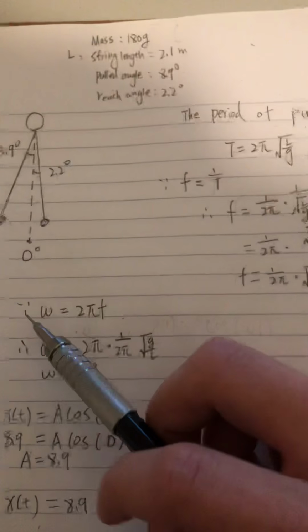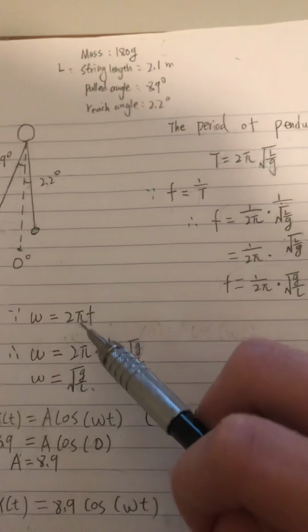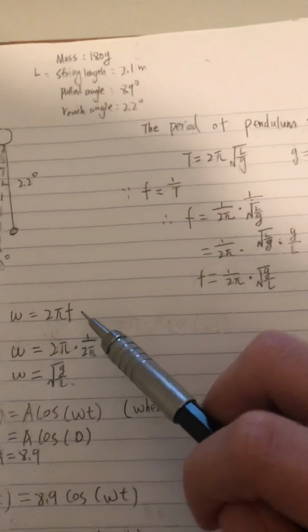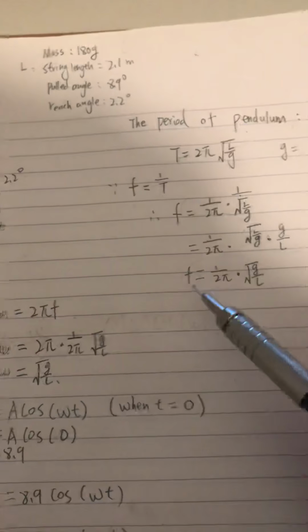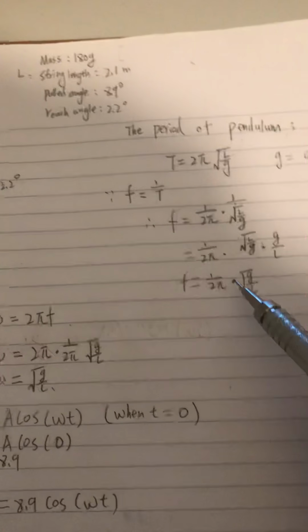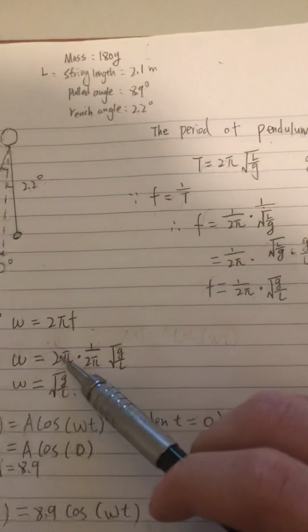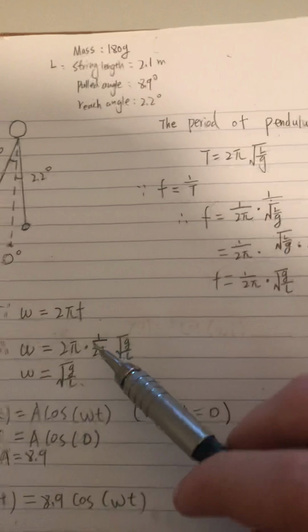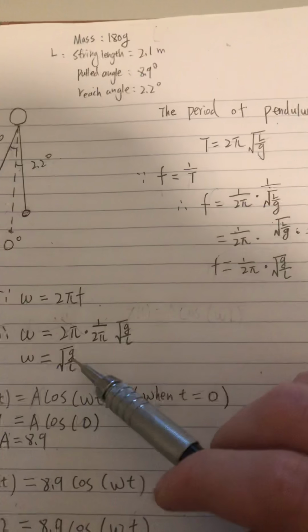So we know omega is equal to 2 pi times frequency. So omega is 2 pi times 1 over 2 pi times the square root of g over length. So the 2 pi is cancelled here. So omega is equal to the square root of g over length.